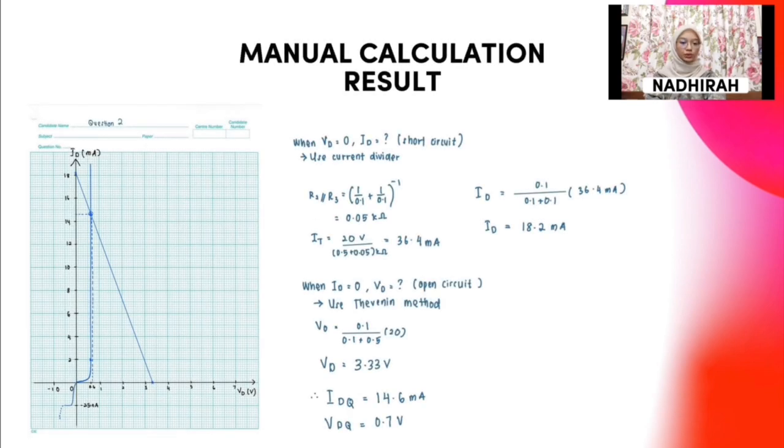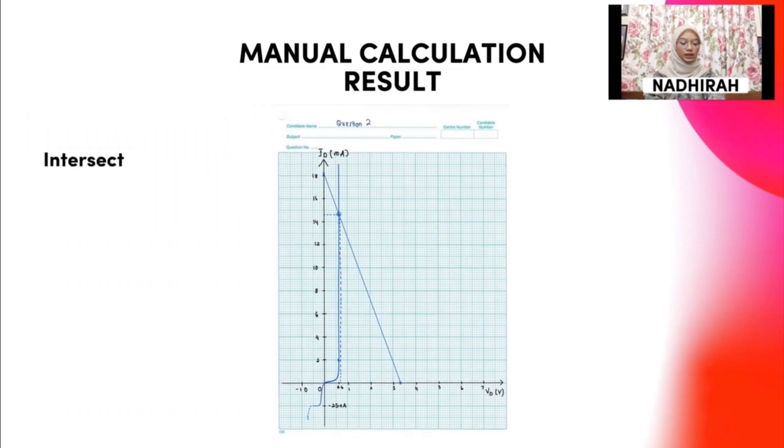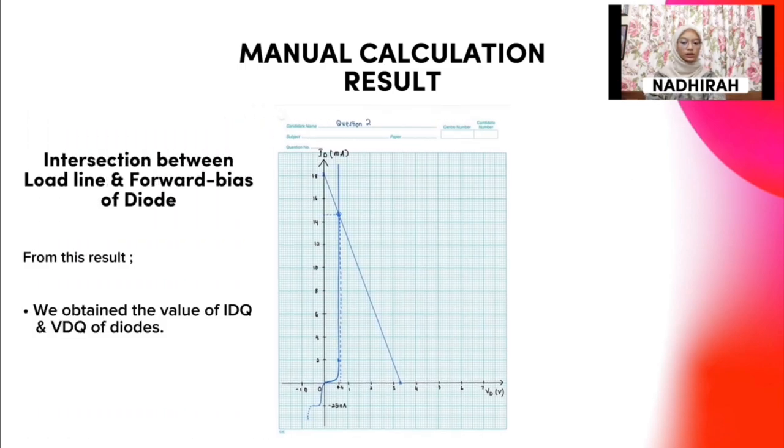For question 2, we use the same method to draw the graph, but then we use the Thevenin method to draw the load line. Then we get the intersection of the load line and the graph, which is the Q point, is 0.7 volt and 40.6 milliampere.